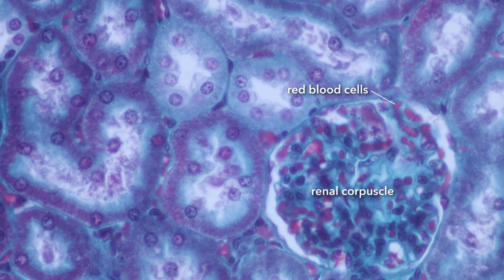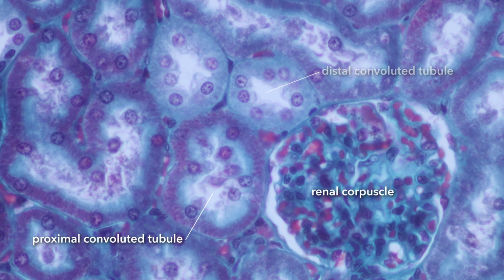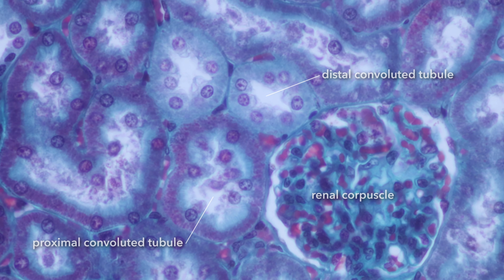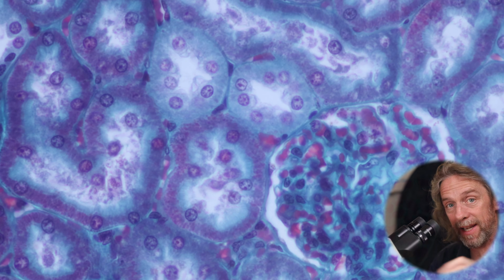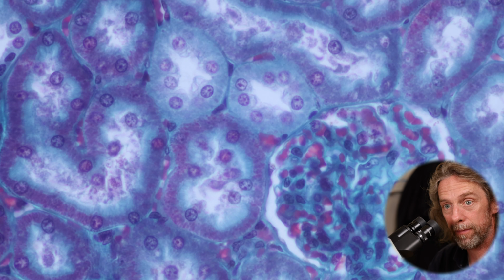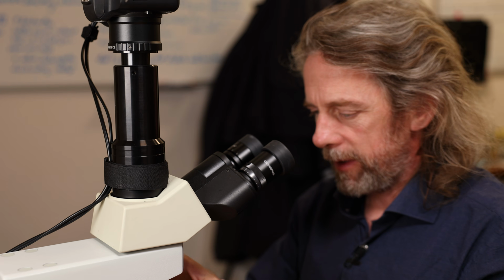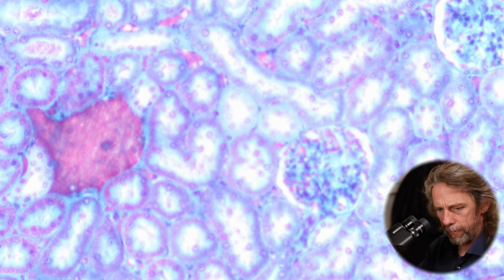So what we're looking at here is the contrasting proximal convoluted tubule, the first part that's going away from the renal corpuscle, and we're seeing the distal convoluted tubule, the last part that's made its way back up against the renal corpuscle and is about to send the urine into the collecting duct. Let's zoom back out a little bit.